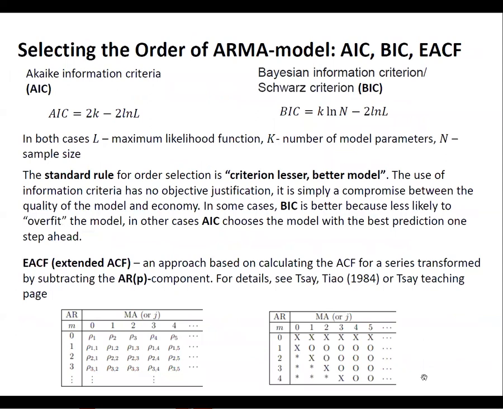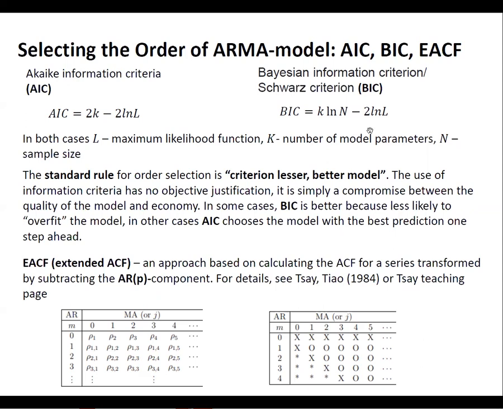Here on the slide, there are the main tools for determining the order of the ARMA model. That is, here on the top left, we present how the AIC criterion for the ARMA model is calculated. That is, we have some penalty function minus the logarithm of the likelihood function. BIC is almost the same, only here instead of 2, the natural logarithm of the sample size is used.